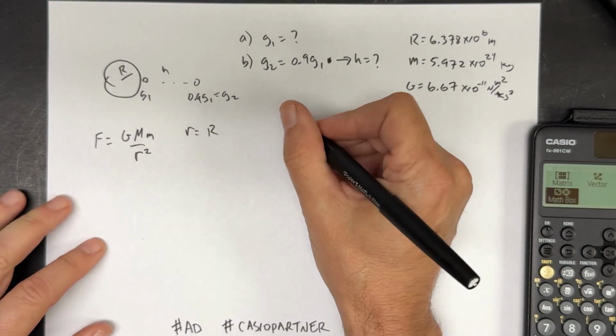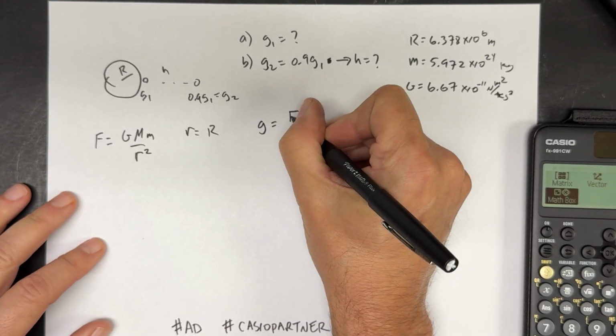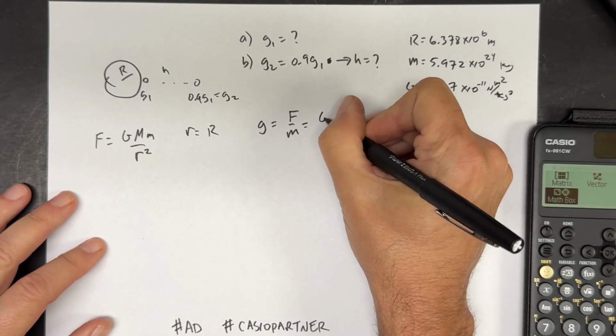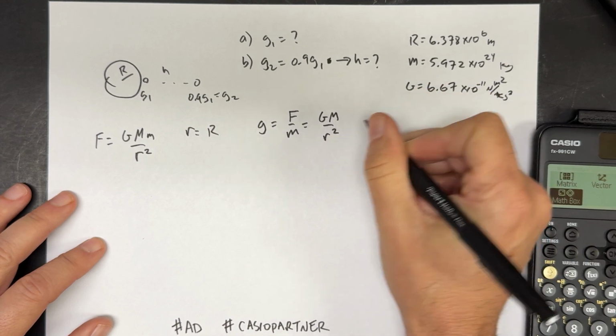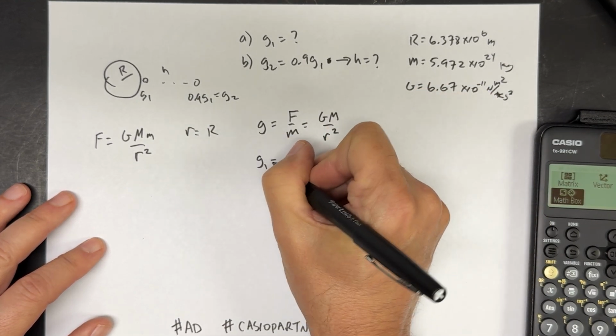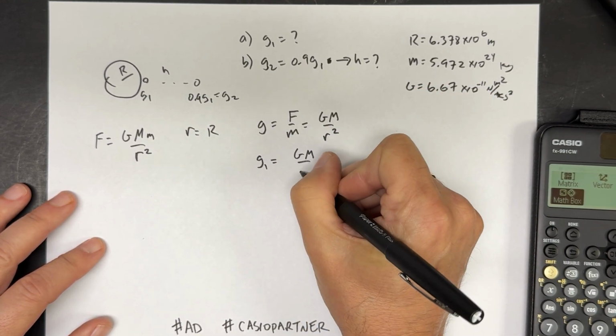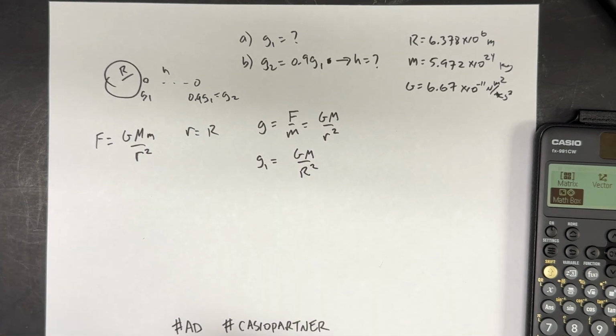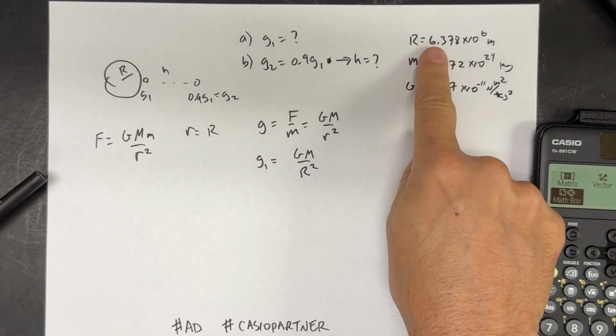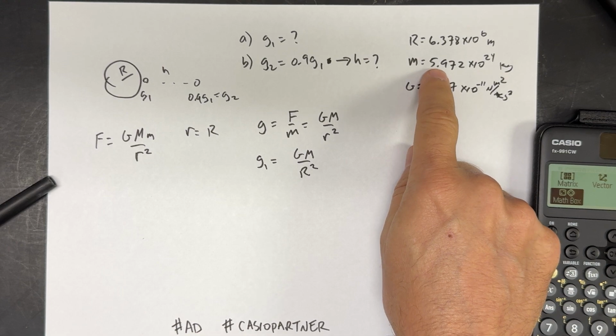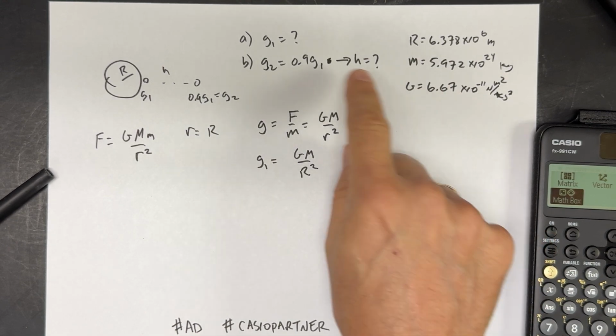So we want to calculate the gravitational field. If I divide both sides by the mass, I get g equals F over m, which would be GM over R squared. And then g1 is going to be GM over R squared. So we want to calculate that. Now, I'm going to use the radius of the Earth, the mass of the Earth, and the gravitational constant in both problems.